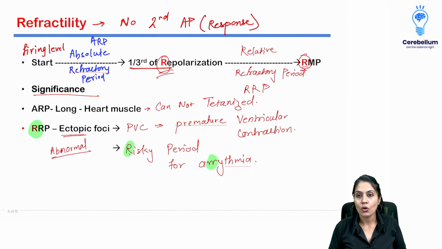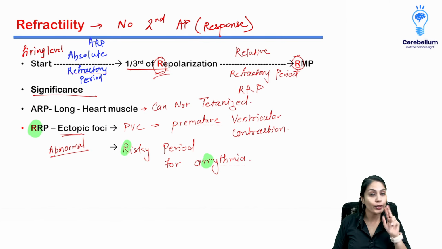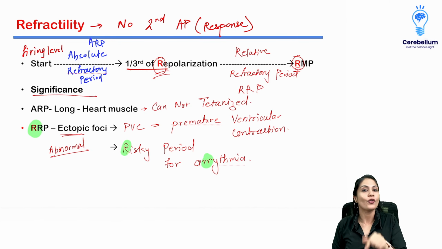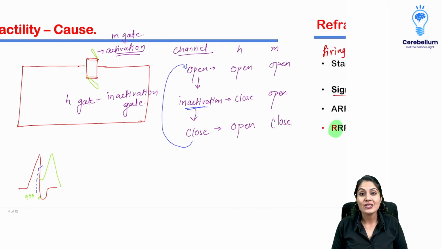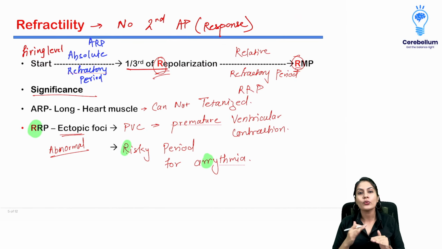That is the cause for it. Now they are going to ask two questions: what is the cause for refractility? If they ask what is the cause for refractility, then you are going to say that this inactivation state is responsible for refractility. But if they ask what is the significance, then you are going to write these two things.